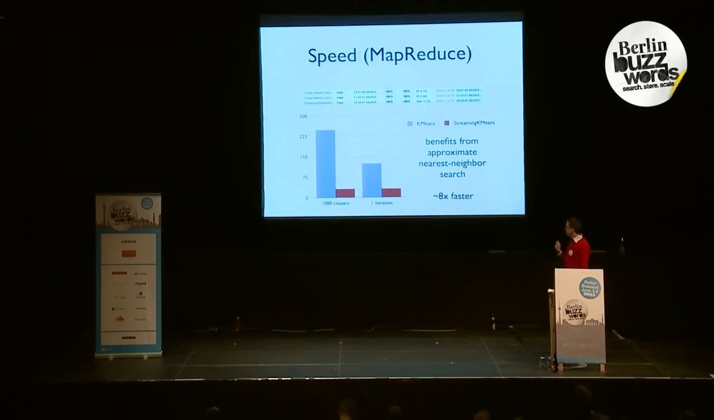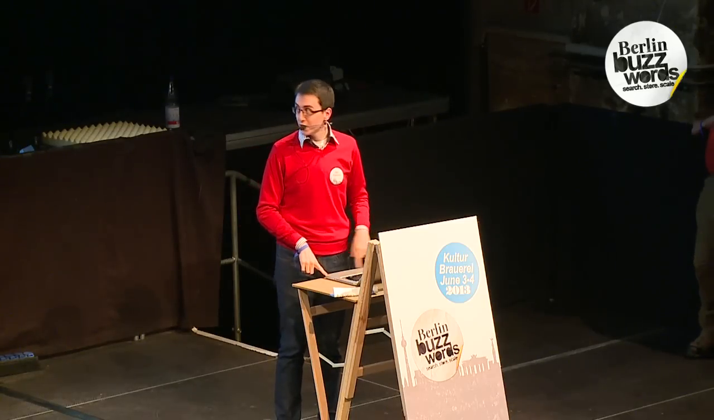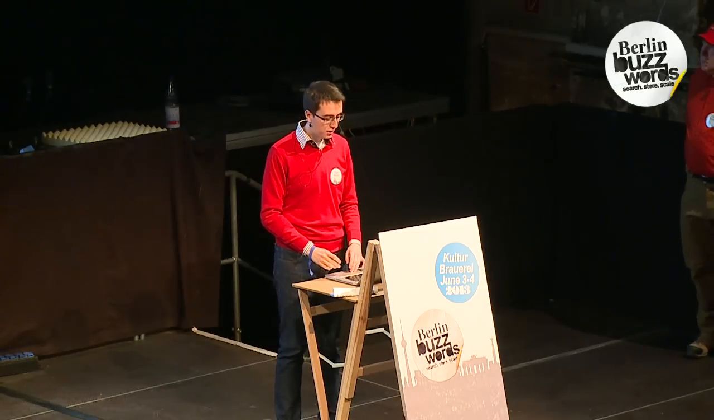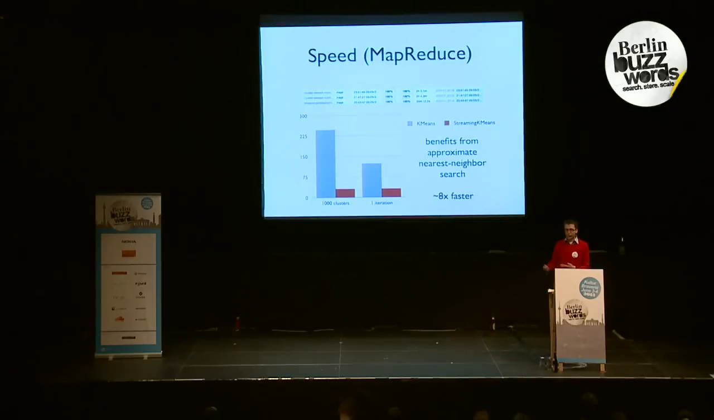But streaming k-means, on the other hand, finishes what Mahout k-means did in 4 hours and 30 minutes. So that's like 8 times faster. And also, just one iteration is a lot faster too, just because it's doing the approximate nearest neighbor search. So basically the conclusion of all this is, you can have essentially the same quality of the clusters, and it's a lot faster. It should be about as fast as one iteration of the basic Mahout k-means. But if you have lots of clusters, then it's going to be a lot better.